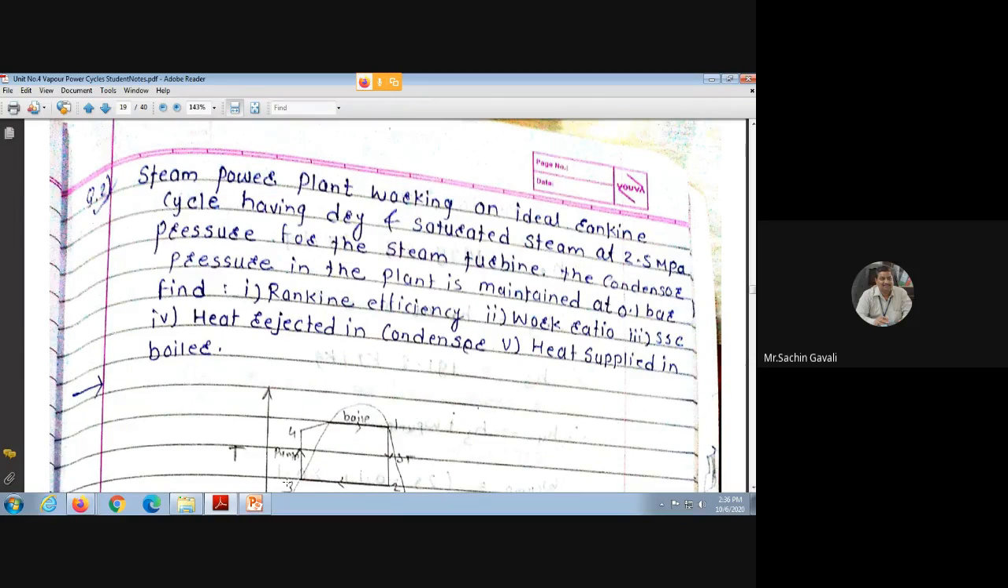Are you able to solve this on your own? Are you able to solve? Put yes. Yes, sir. Okay, everybody should put yes. Okay, now you start solving the numerical. Everybody is getting the numerical, no problem.